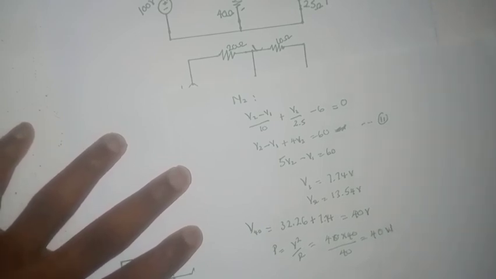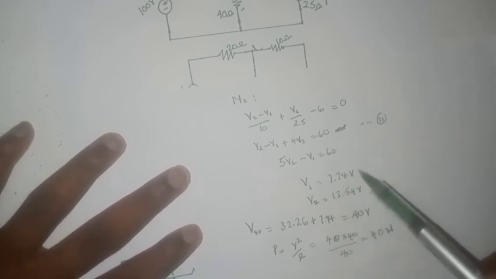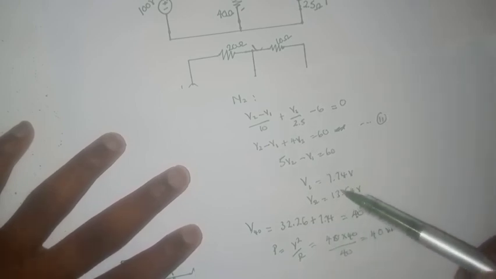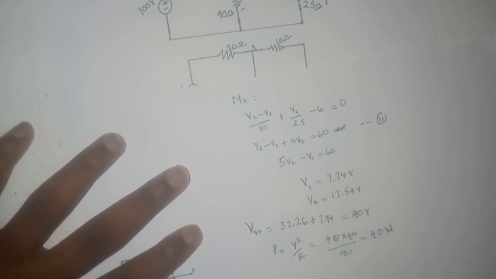Now, one thing I want to call your attention to is the fact that you cannot superimpose power the way you superimpose voltage and current, because power is not a linear property. So if you individually calculated the power due to this voltage and the power due to this voltage, and you try to sum them up afterwards, you would get a wrong answer.